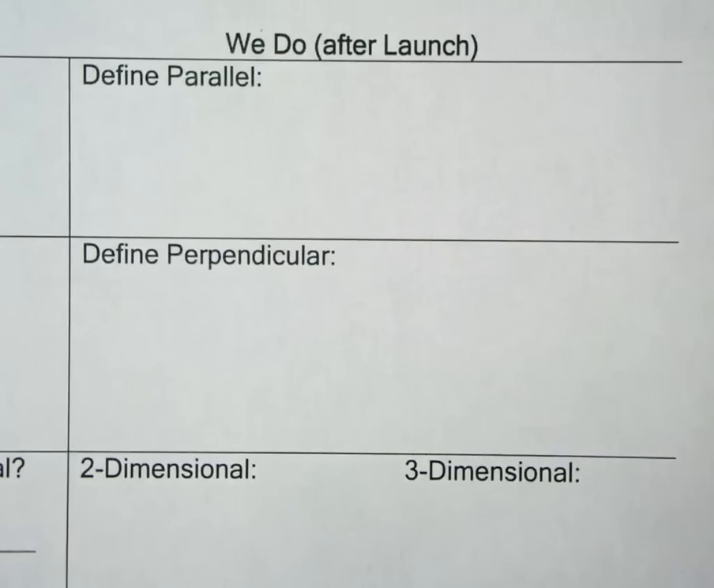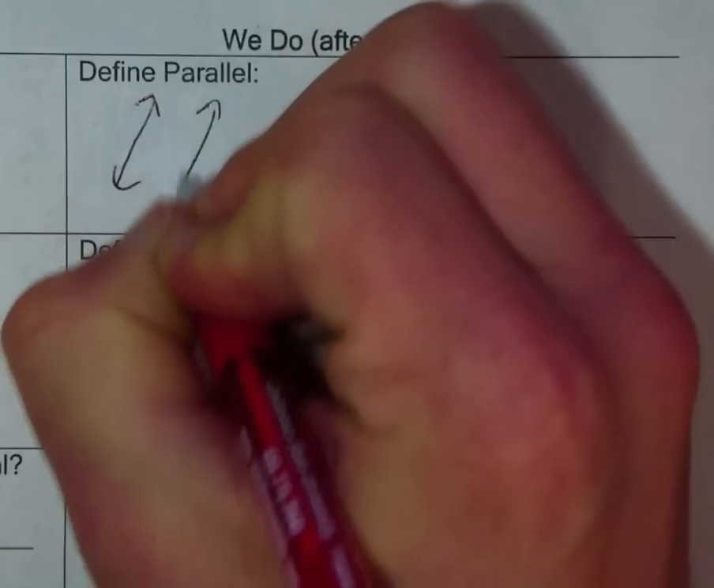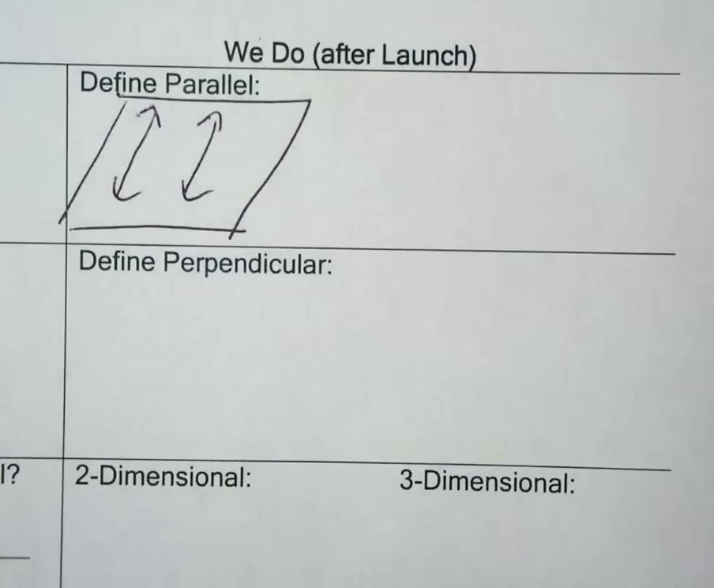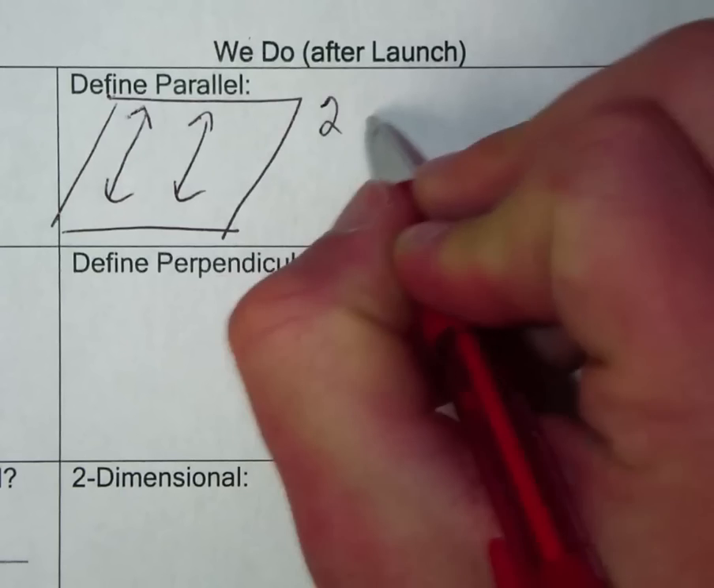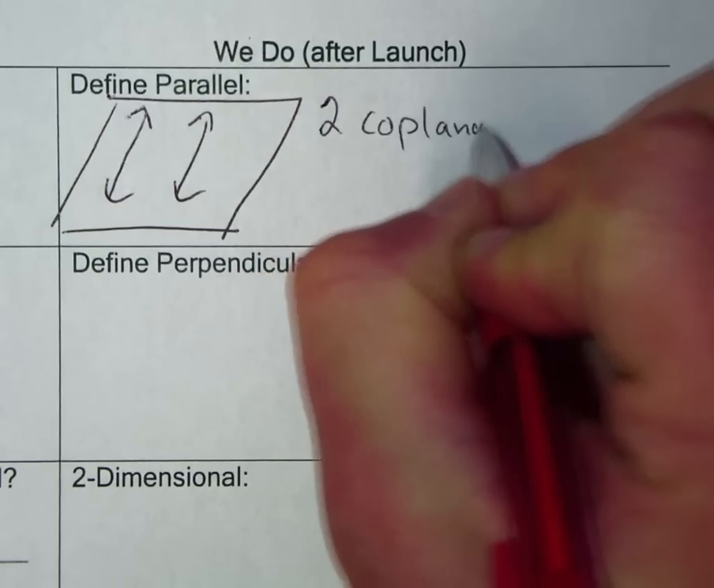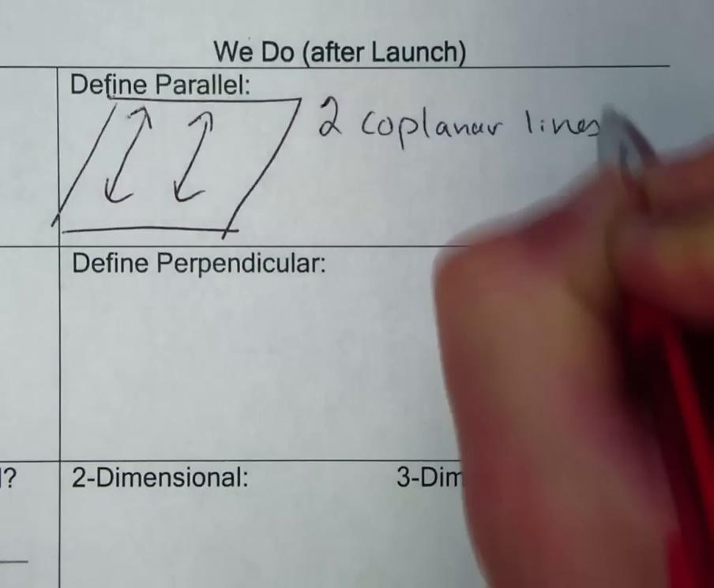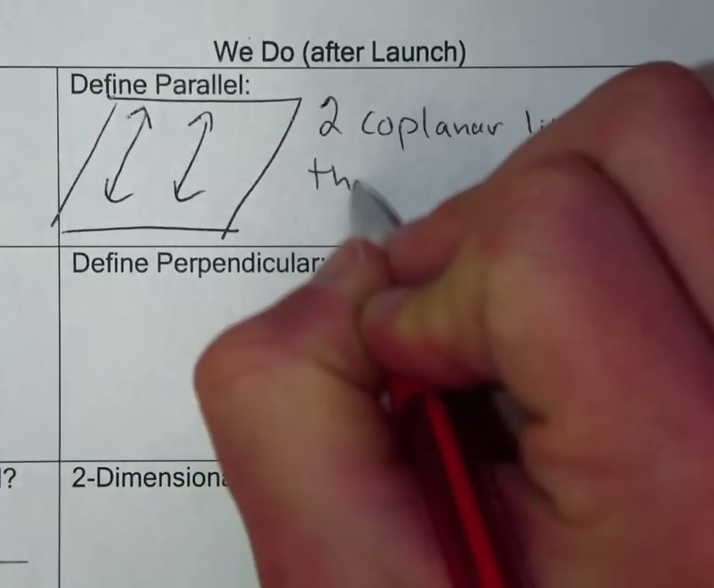So parallel lines are perhaps a little sketch like this, but the thing to notice is that they happen to be coplanar. They're in the same flat surface. So we're going to go ahead and define this as 2 coplanar lines that never intersect.